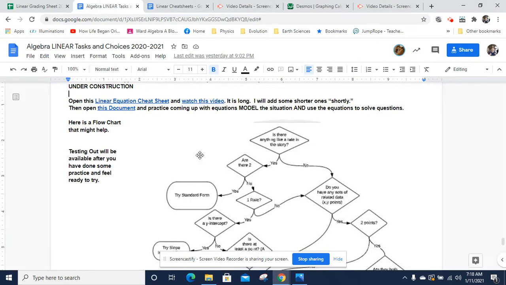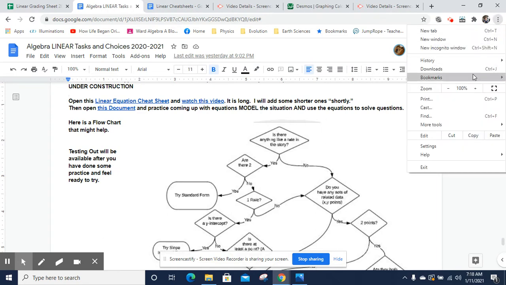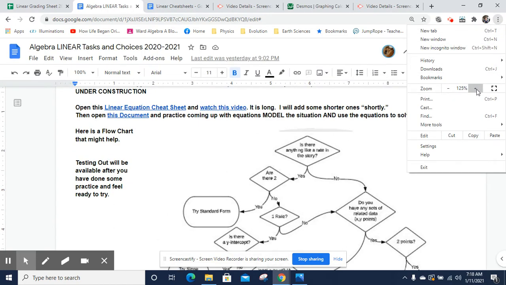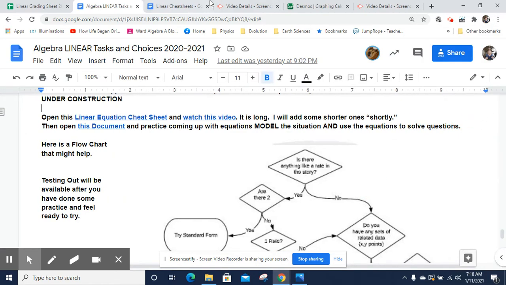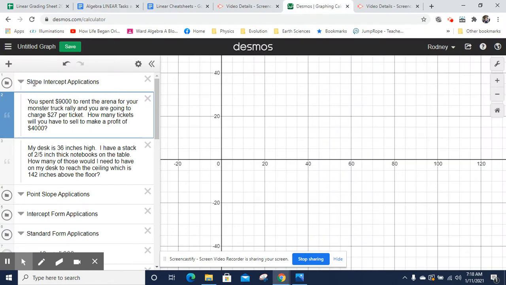You might have noticed that in here I created a little flow chart for you. You might have to zoom in a little bit to make sense of it, but let's go ahead and zoom in just a little bit, and let's see what we can do with it. So I have created a couple of word problems. Now, you might notice already they're under slope-intercept form, so they probably work best with slope-intercept form.